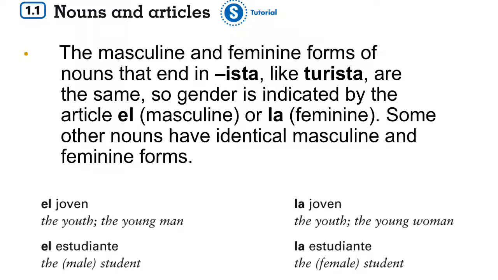Some other nouns that have identical masculine and feminine forms, meaning they're gender neutral, are words such as joven. Remember, joven is one of our vocab words, so what does joven mean? Good, it means youth or young person. So if we say el joven, we are talking about a masculine form here. El joven. So what does that mean? Muy bien, the young man.